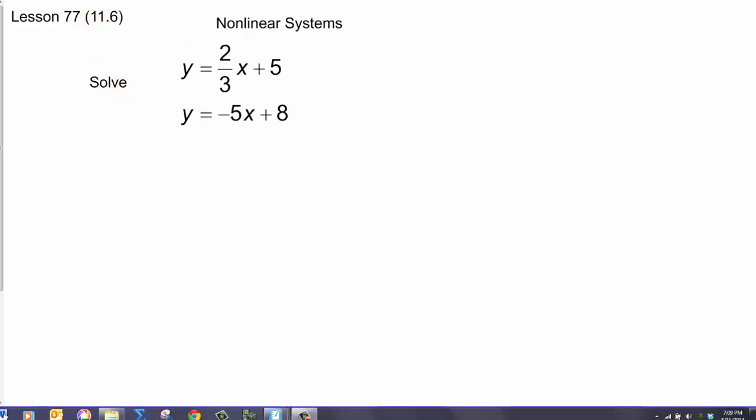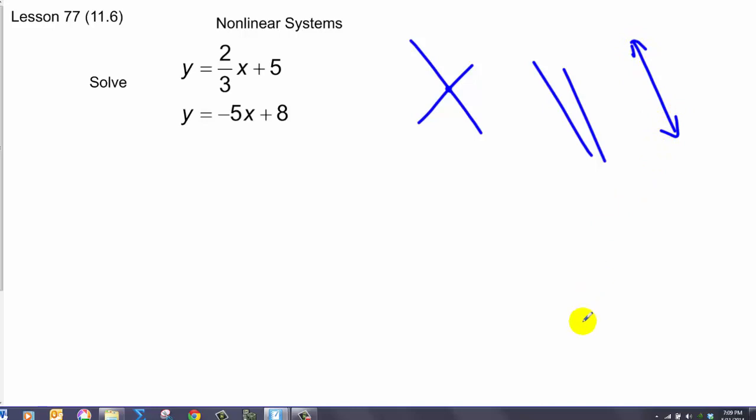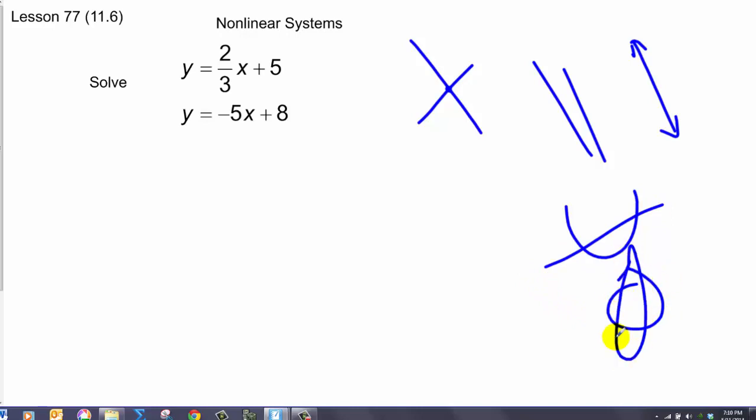So if I have a linear system, I know that basically I have two lines intersecting at a single point, or two parallel lines, or a line that overlaps itself. And I can have three different solutions. Nonlinear systems are going to be something like parabolas and lines, circles, and maybe ellipses, etc. And we're going to find the intersections of those.